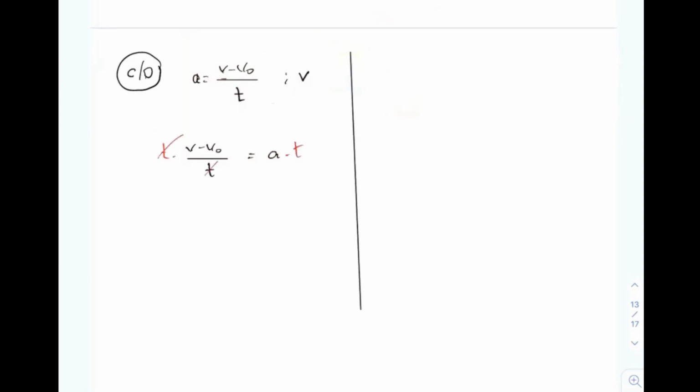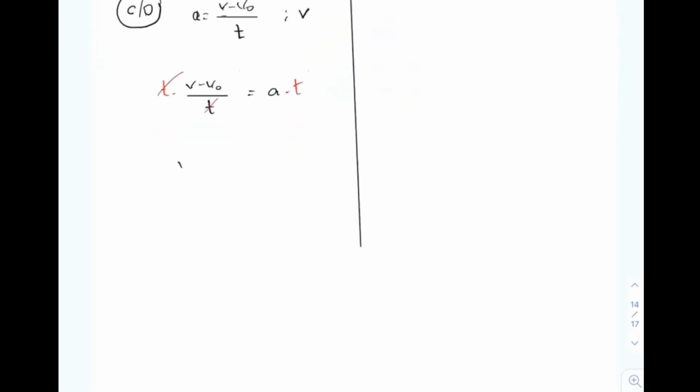And then I'm going to add V0 to both sides, which means that I'm going to end up moving it to the right. So the final speed is going to be the same as the initial speed plus acceleration times time. Okay, so that's as far as we will go with this.